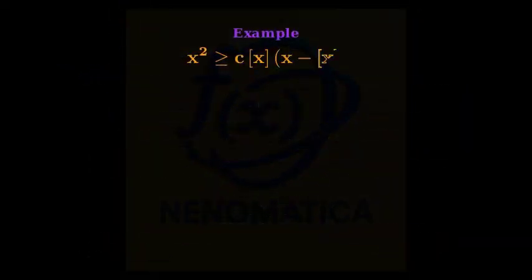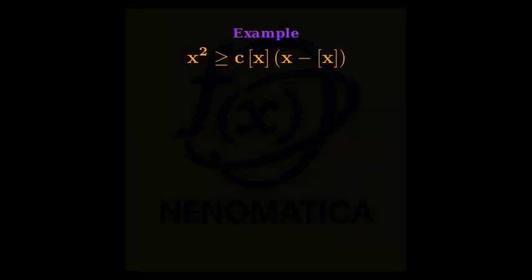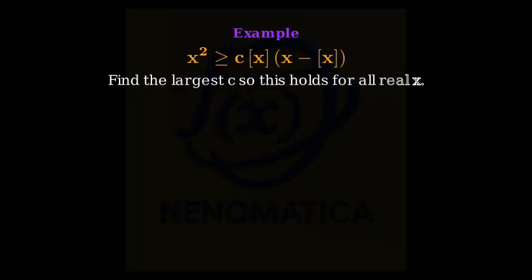We will find the largest value of c such that the inequality holds for all real x. First, let us display the example and the problem statement. Our goal is to bound the right side by something proportional to x squared, so that we can read off the largest possible constant c.